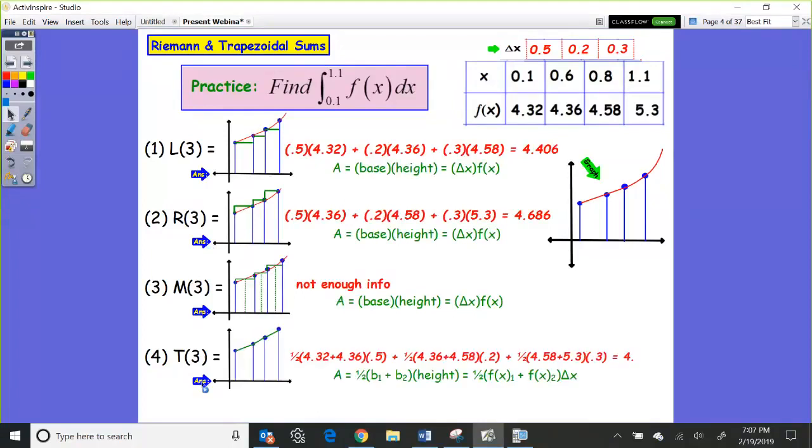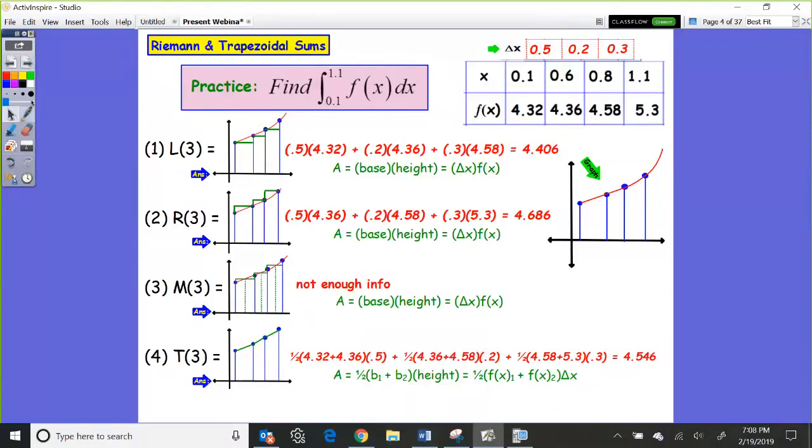And then trapezoidal is this particular one: base 1 plus base 2 times height. They get confused when I say height here for a trapezoid. I tell them to turn their head sideways. When they turn their head sideways, they see a trapezoid, and the height is the delta x, where the two bases of the trapezoid are f of 1 and f of 2.